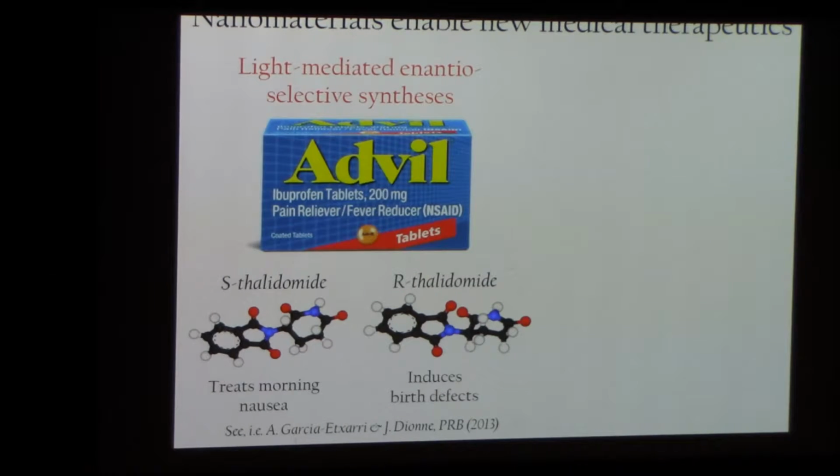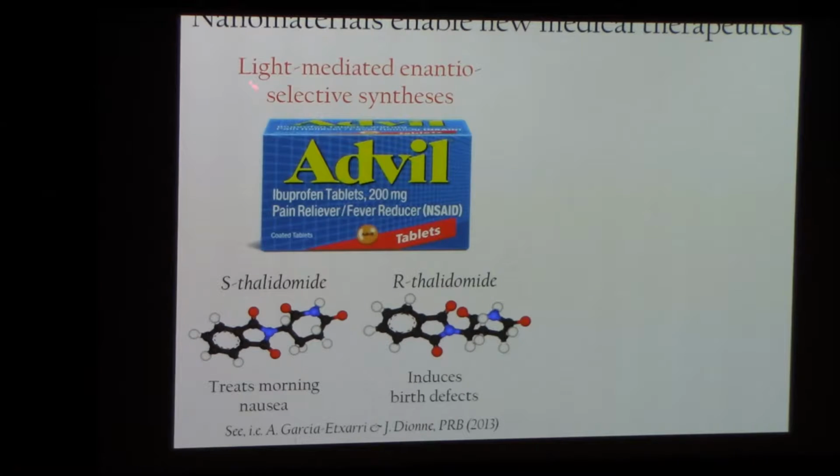There are other drugs where the wrong handedness can actually be extremely deleterious. Thalidomide being one of the more famous examples from a few decades ago, where one enantiomer, the S version of thalidomide, was known to treat morning nausea in pregnant women, whereas the R version of thalidomide was known to induce birth defects. And they didn't realize this before they marketed the drug. So there are many examples of pharmaceutical drugs where we want to be able to easily purify the drug to be able to have just one handedness or an enantiopure synthesis.